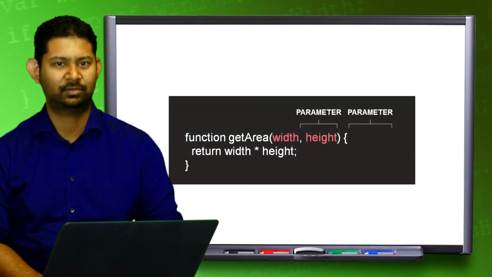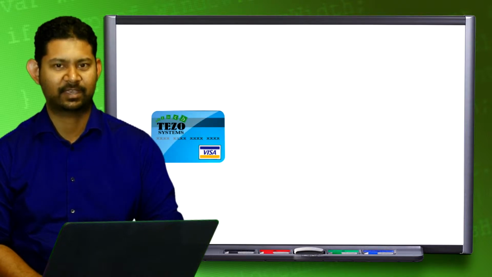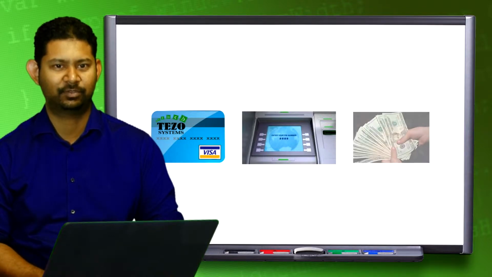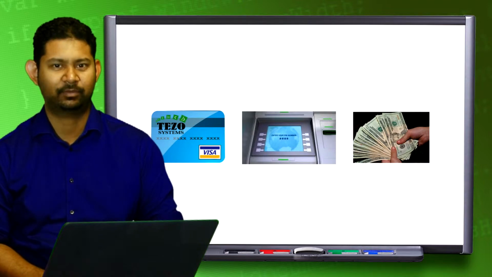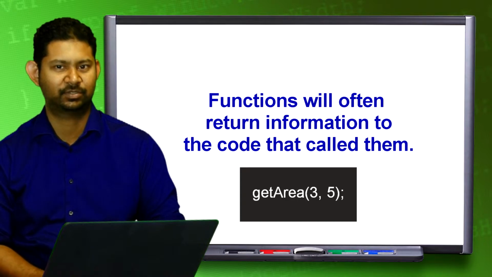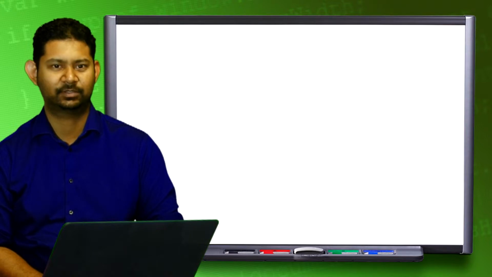Your function will need to have parameters declared. These parameters are variables that are used inside the function. Think of it this way. Imagine your debit card is like a function. You have to give your debit card information in order for it to give you your money. This information is a parameter of the debit card. Inside the debit card function, it uses that parameter, your PIN, as a variable and checks if it is the correct PIN. Functions will often return information to the code that called them. They can return a single value or multiple values.